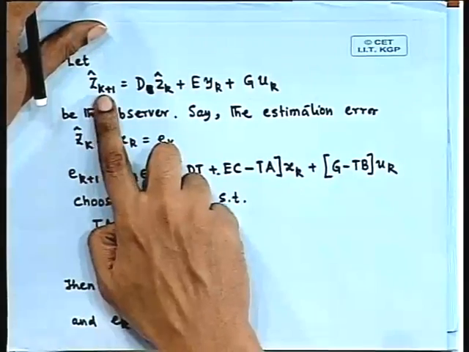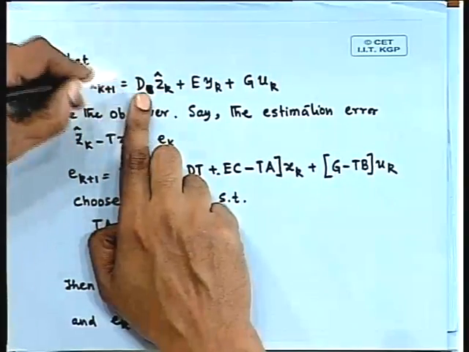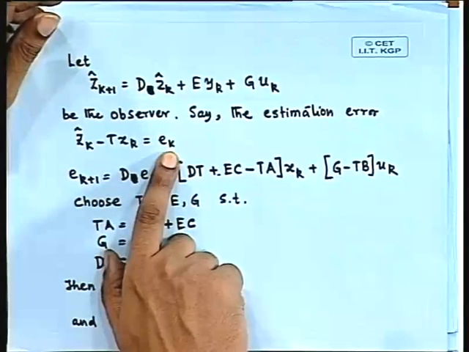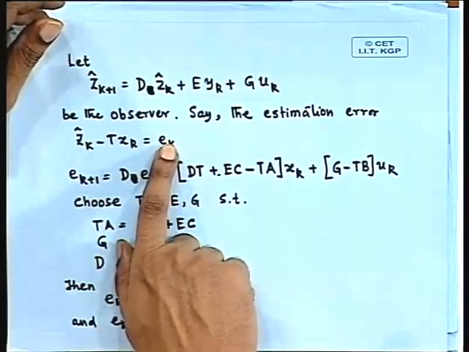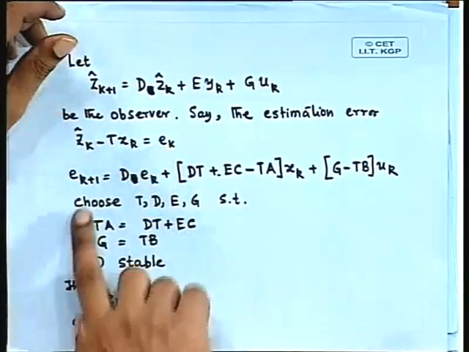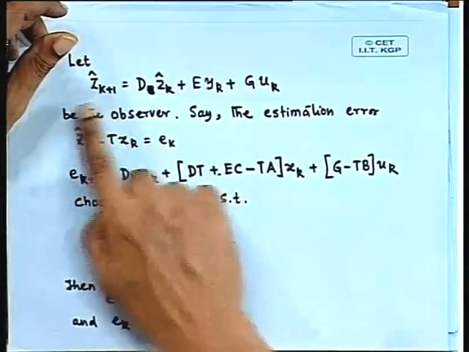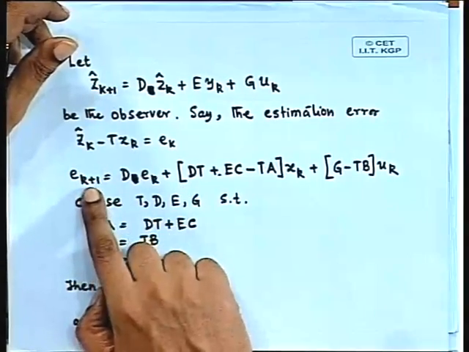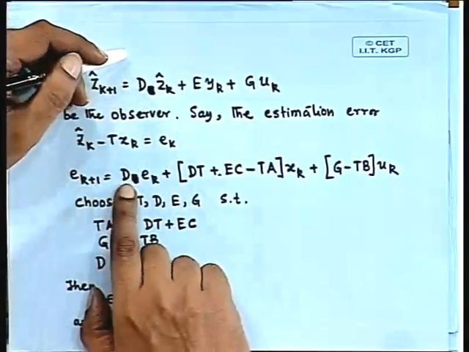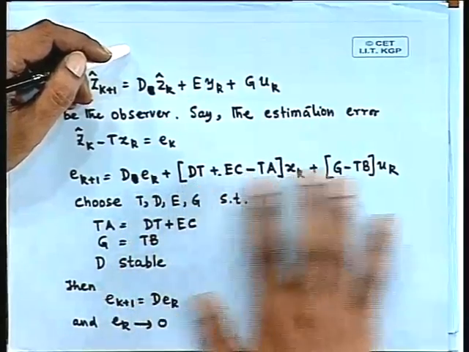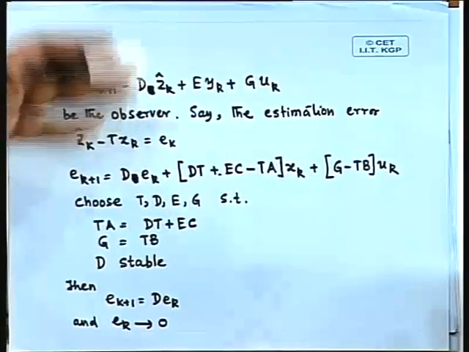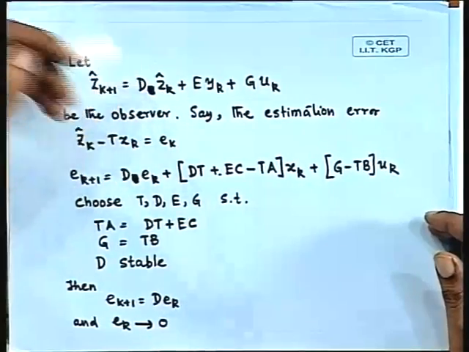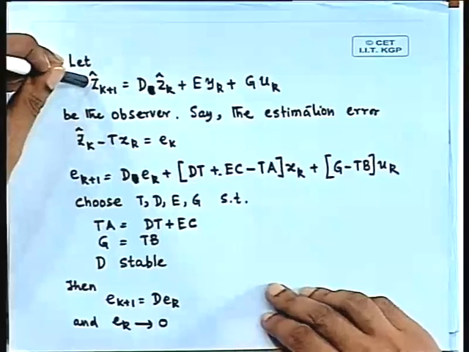So now my objective is to estimate this. So this is the error. Now how does this error propagate? Just like previous time, if you write z minus z hat k plus 1, you will get e k plus 1 is equal to D into e k plus these terms. This is just algebra. I mean you just put z k is equal to this, just simple algebra.